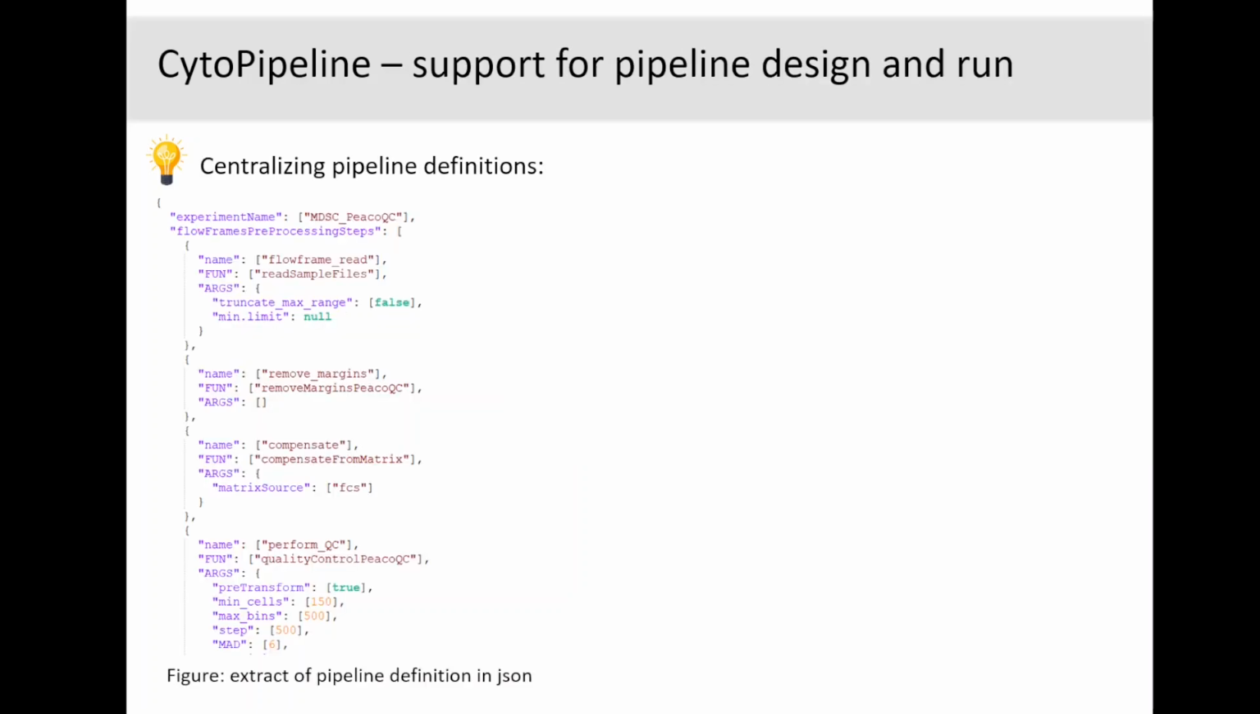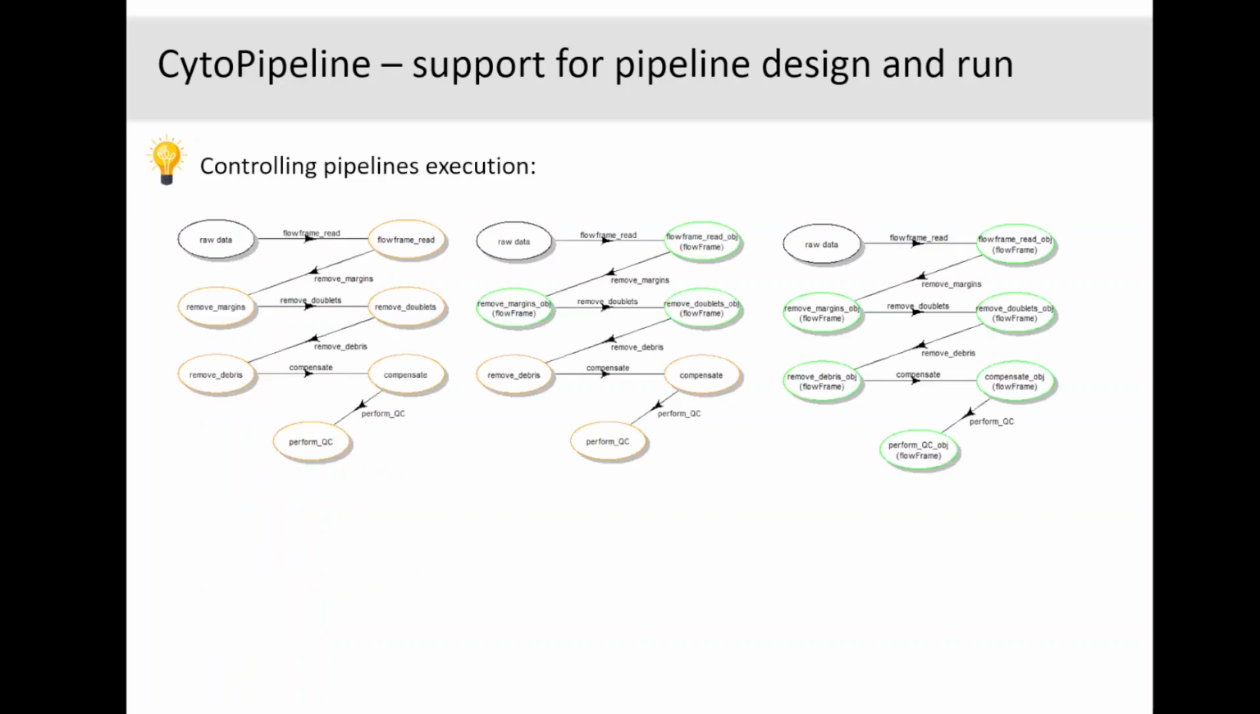On top of that, CytoPipeline also provides support for pipeline design and run, for example, by centralizing the pipeline definitions using a centralized text file to define the pipeline steps. Also, there is support for controlling the execution, and other very nice tools like disk cache, support for parallelization, and so on.